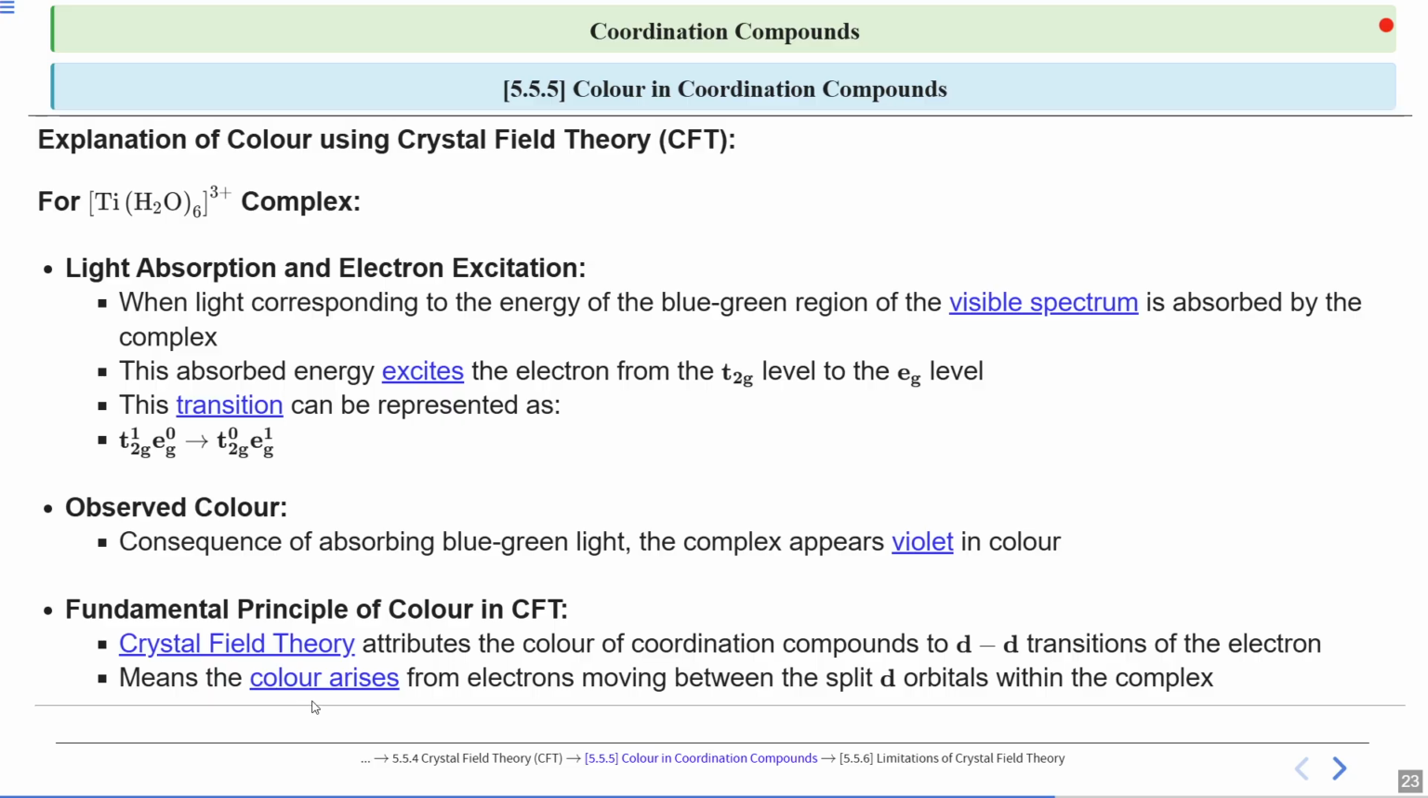It means that the color arises from the electrons moving between the split d orbitals within the complex. Because the electrons are moving between the lower and the higher energy level, that means d-d transition of electrons is happening. That means electrons are moving between the split d orbitals within the complex. Due to this, the color arises in our complex.